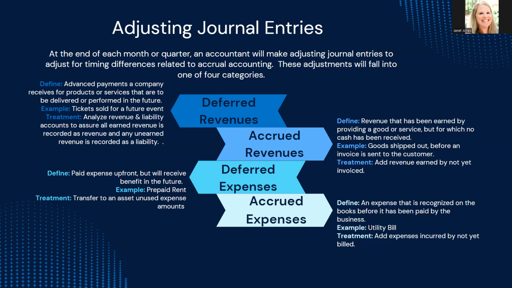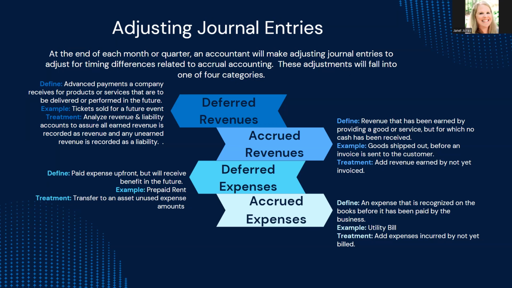Adjusting journal entries are basically accounting for some timing differences. At the end of each month or quarter, we may have revenues or expenses that we've either paid or we expect to be paid for in the future, and we need to make some adjustments for those. Again, we have 4 different types, and our adjusting journal entries are going to fall into one of these 4 categories. The first one is deferred revenues.